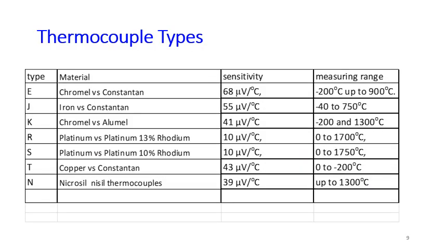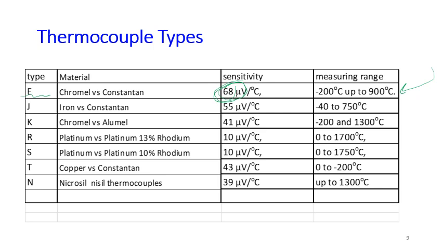Here I am showing a table with a variety of thermocouples with their materials. For example, E-type is chromel with constantan. In terms of sensitivity, it has a sensitivity of 68 microvolt per degree Celsius. He means here that every change of 1 degree Celsius will cause a change in the voltage of 68 microvolt. We can use it to measure a temperature from minus 200 degrees Celsius up to 900 degrees Celsius.